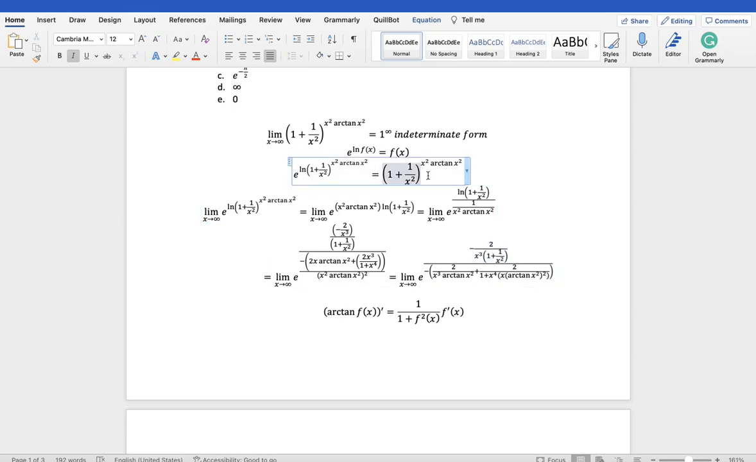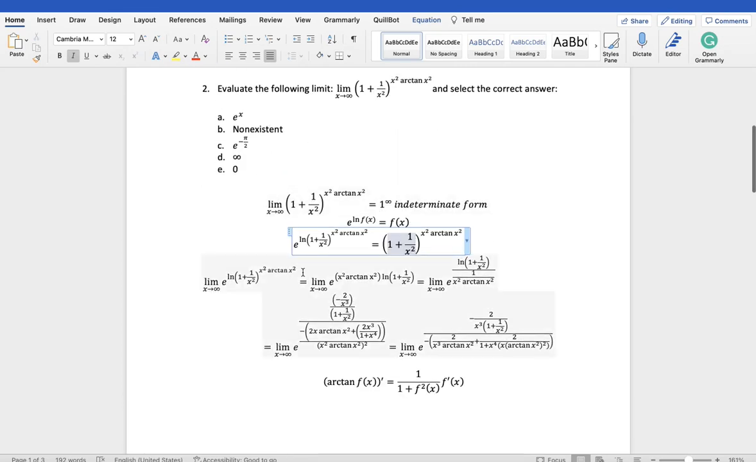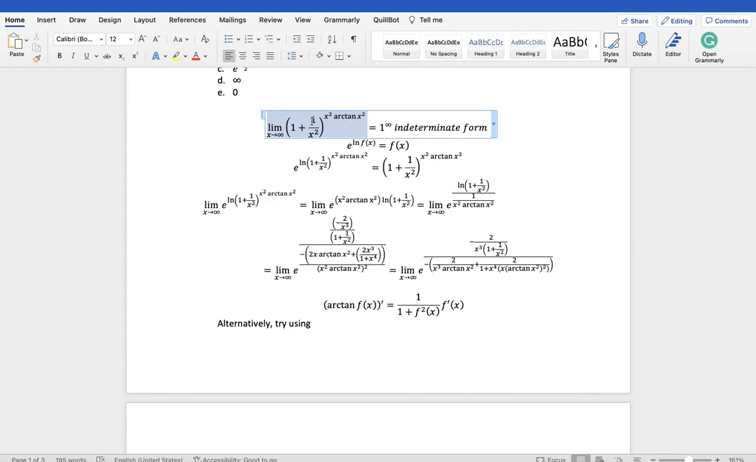So I think at this point here, you should be already able to use the expression, right? So that's what I want you to do, guys. I want you to continue with whatever we've done here and see if you get to the final answer. But I also want you to try this. So alternatively, try using the expression.